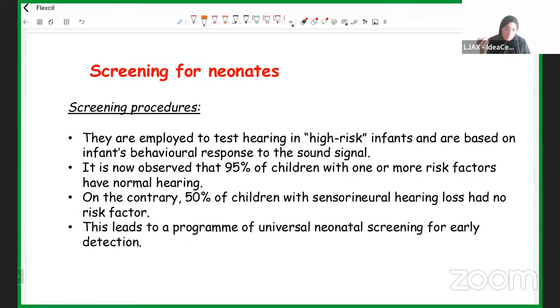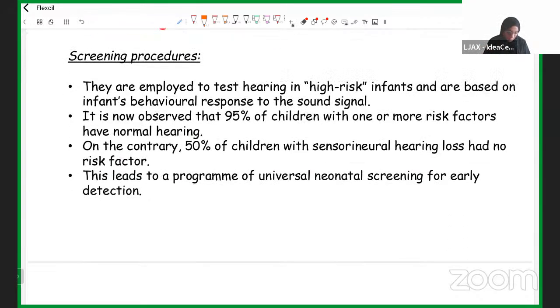They are employed to test hearing in high-risk infants and are based on the infants' behavioral response to sound signal. So how does the child respond to the sound signal? It is observed that 90% of children with one or more risk factors have normal hearing. On the contrary, 50% of children with sensorineural loss had no risk factors. This leads to a program of universal neonatal screening for early detection.